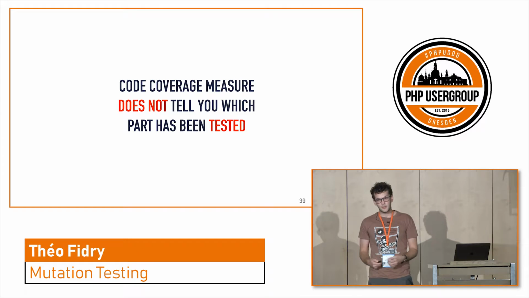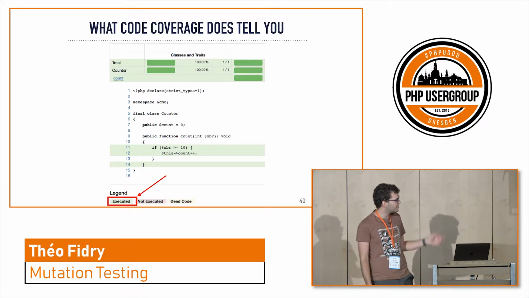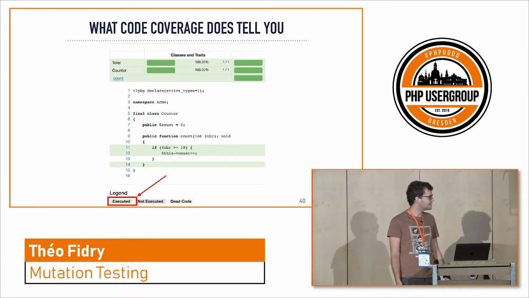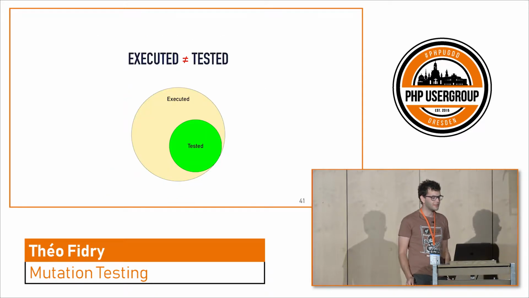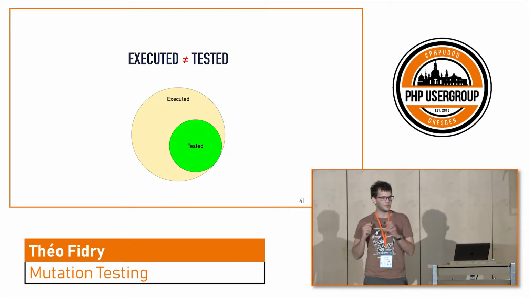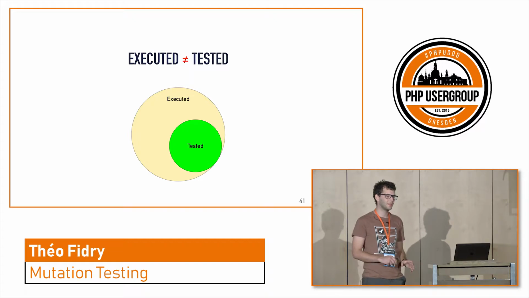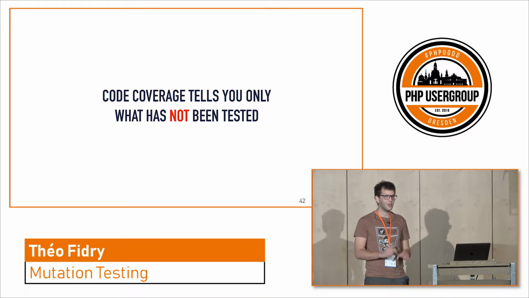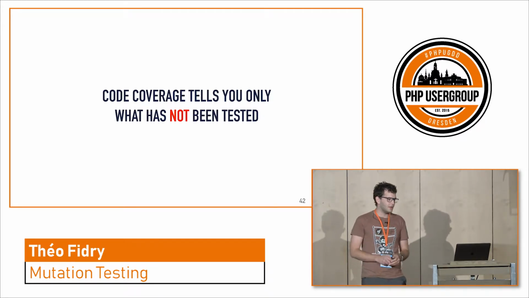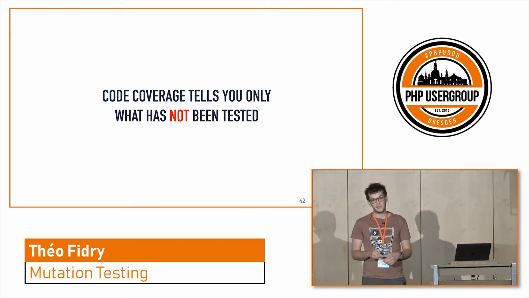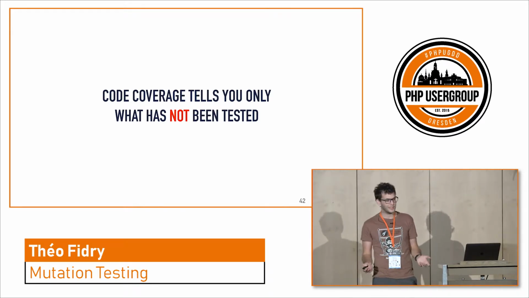And the reason for that is that code coverage is not enough. It doesn't tell you what is tested. If you look at the HTML report of PHPUnit, the legend says executed, not tested. The tested code is only a small subset of the executed code. What it does tell you, however, is what has not been tested, because if a piece of code has never been executed, it cannot have been tested.